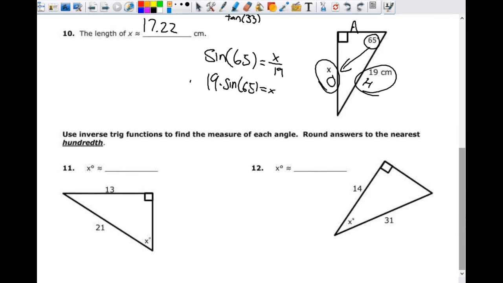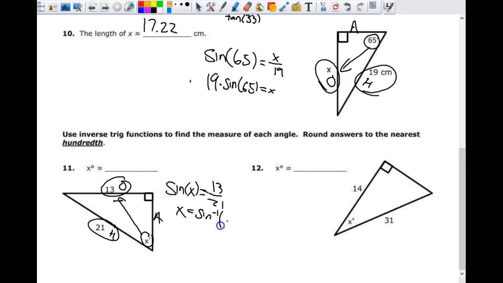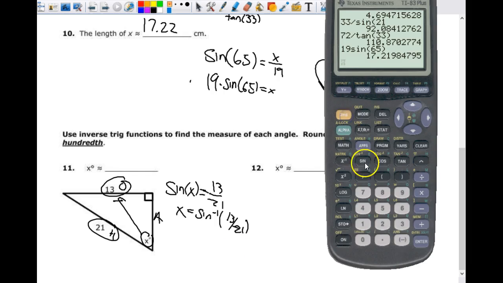This one. Now we're looking for an angle. These ones are, I think, easier. This is our reference angle. We have an opposite and a hypotenuse. We don't have an adjacent. So opposite over hypotenuse is sine. Sine of our reference angle is equal to opposite 13 over hypotenuse 21. We use the inverse functions and we get X is equal to inverse sine of 13 over 21. Inverse sine of 13 divided by 21 is 38.25 degrees.